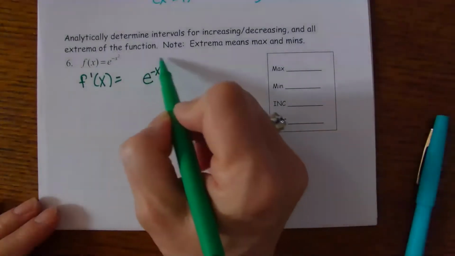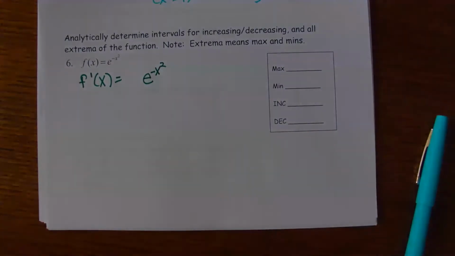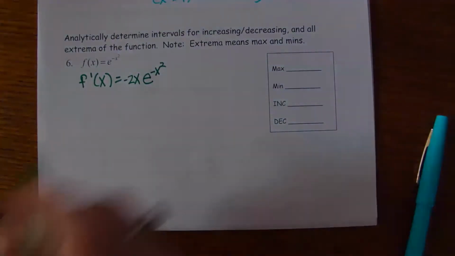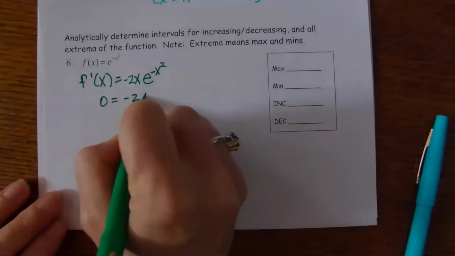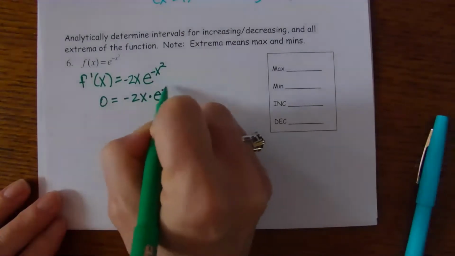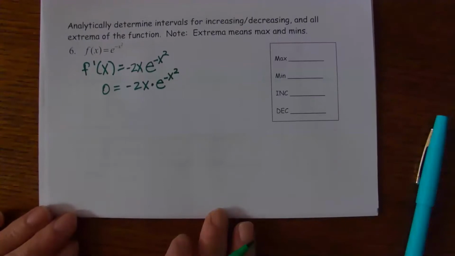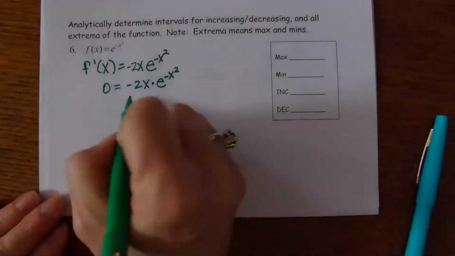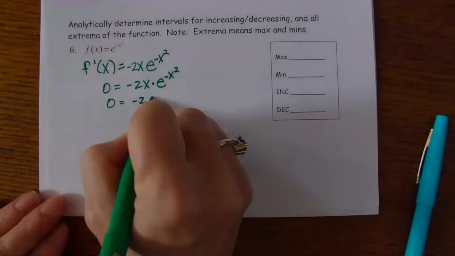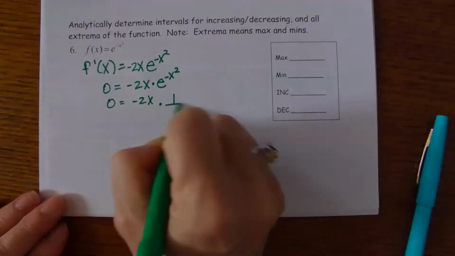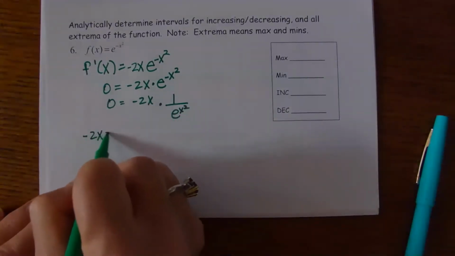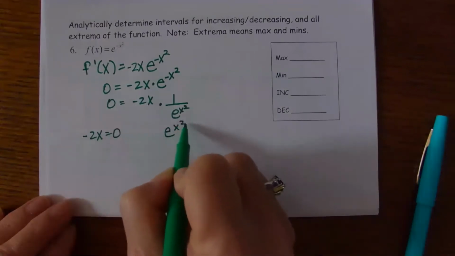You take the derivative of that exponent. What's the derivative of negative x squared? Negative 2x, right? Now we set it equal to 0. And that's times e to the negative x squared. I want you to think about it that way, because when you have two factors multiplied equal to 0, you set each one equal to 0, right? So we're going to say negative 2x equals 0 and e to the negative x squared equals 0.